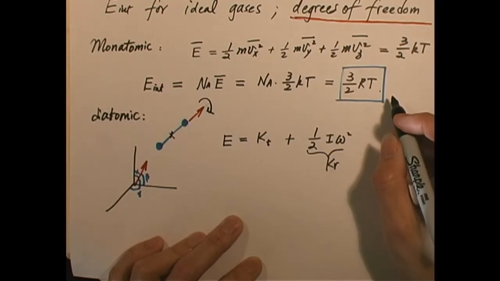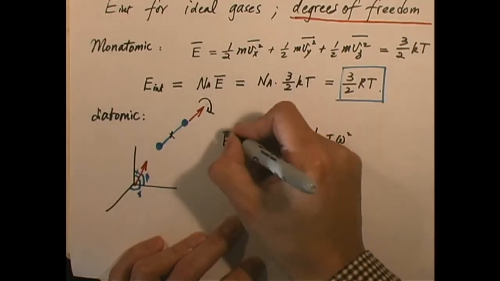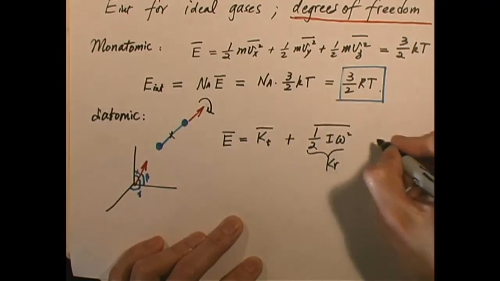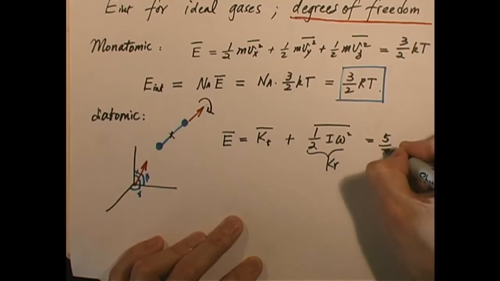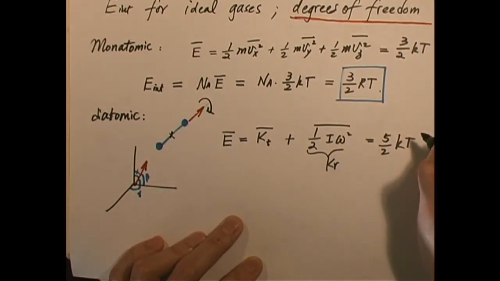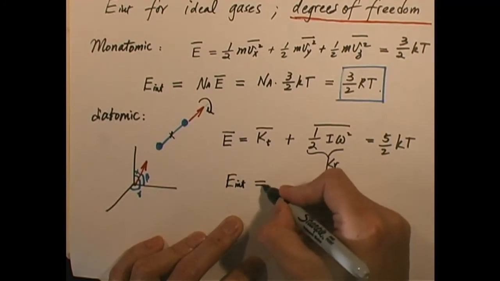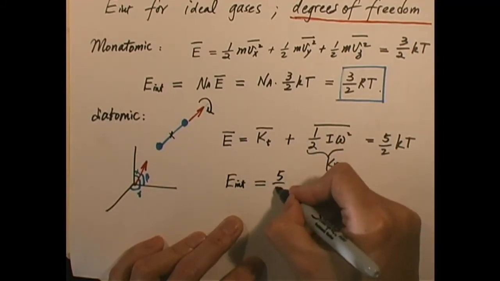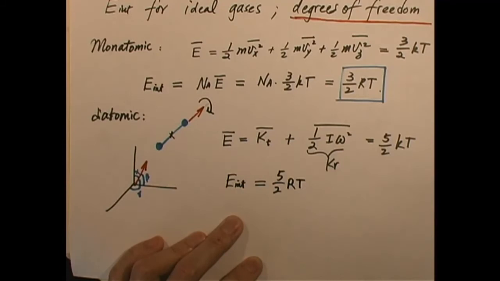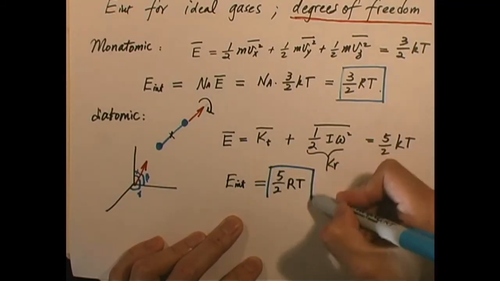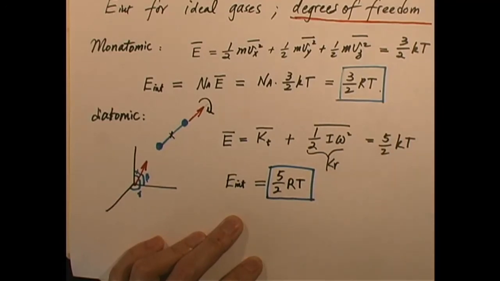For each, I can write a quadratic term for its corresponding energy, and the average value of each of the 5 terms equals 1/2 kT, and therefore the average value equals 5/2 kT. So E internal per mole for a diatomic gas would be 5/2 RT. Again, we're going to use that result extensively later when we calculate the specific heat of diatomic gases.